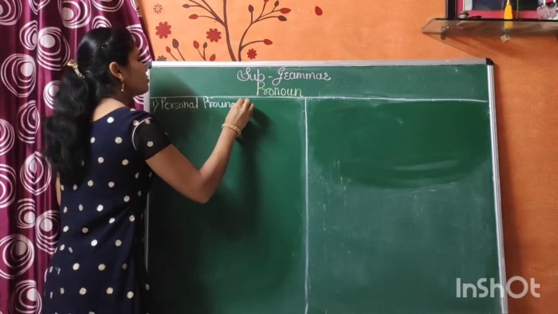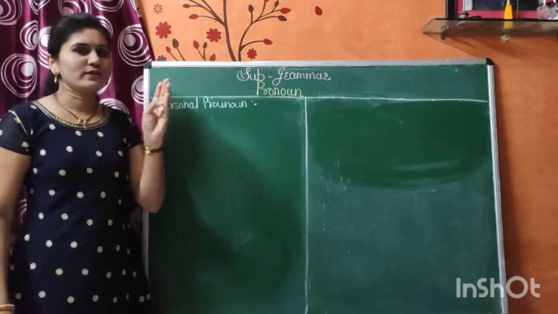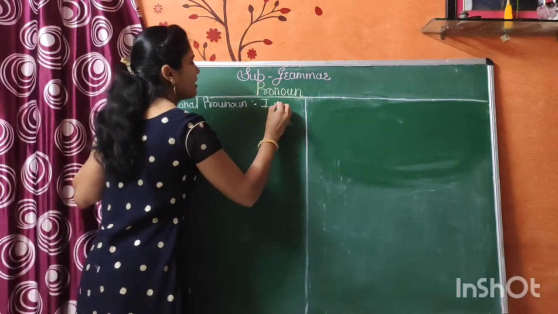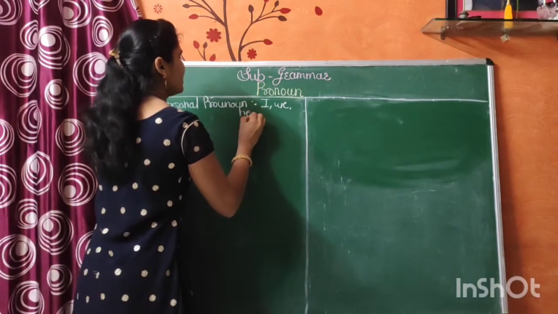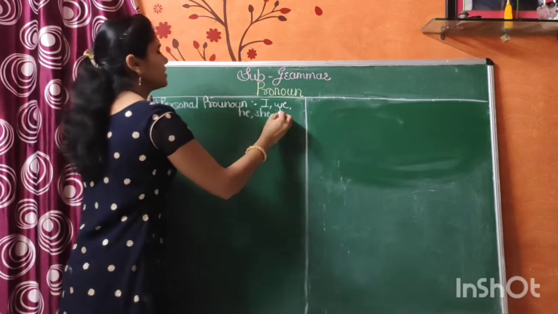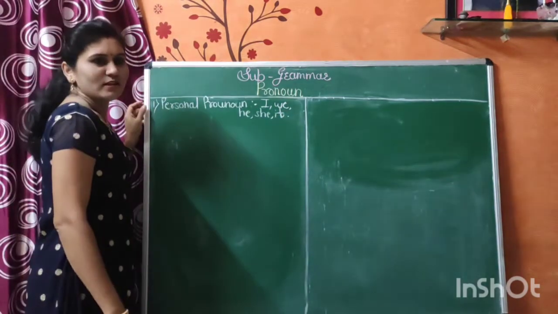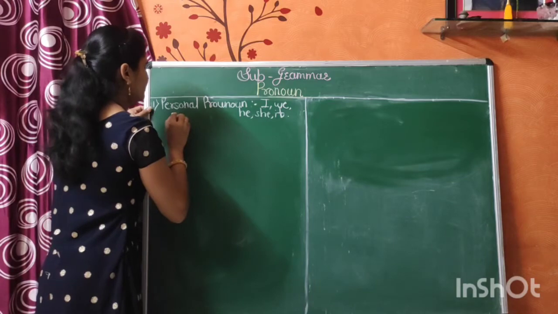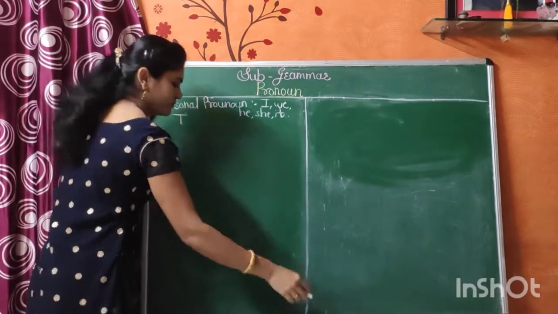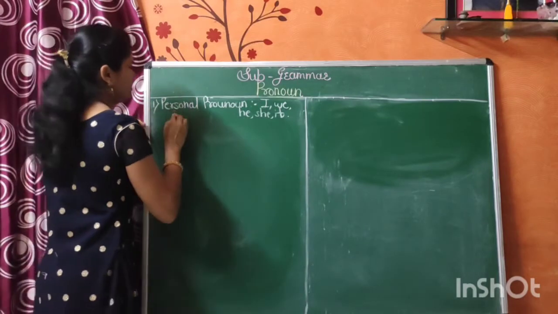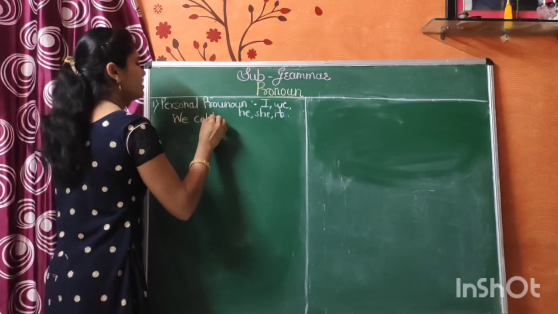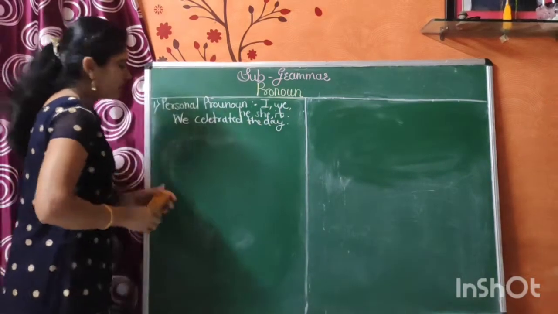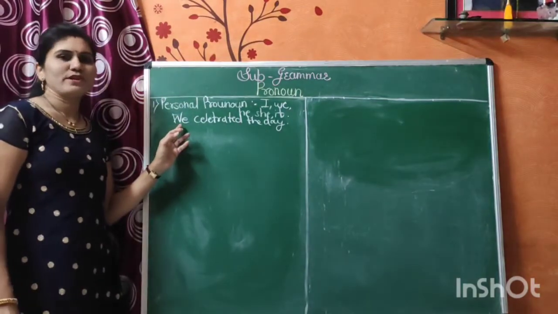These are used to refer to 3 persons, that is first person, second person and third person. We will see the examples. I, we, he, she, it. These are the personal pronouns. We will see the use of it in a sentence. We celebrated the day. So here, we is the personal pronoun.